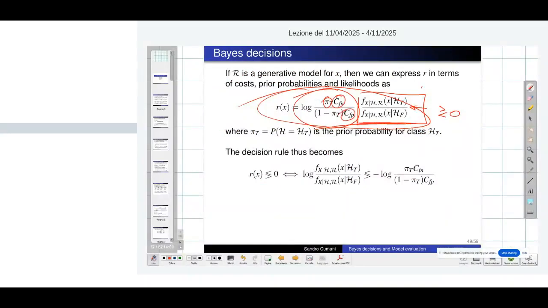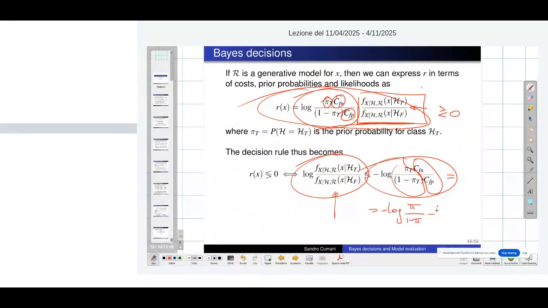Then my goal is to compare this thing with 0, which means that my decision will become: compare the log likelihood ratio with minus the log ratio of prior log odds and cost of errors. If you want, you can write this also in this way as we did before. It's the same thing. So our threshold has changed to take into account the cost of the different errors.